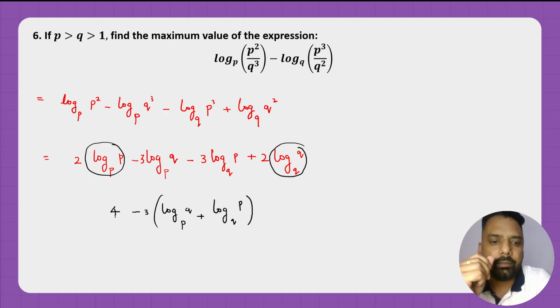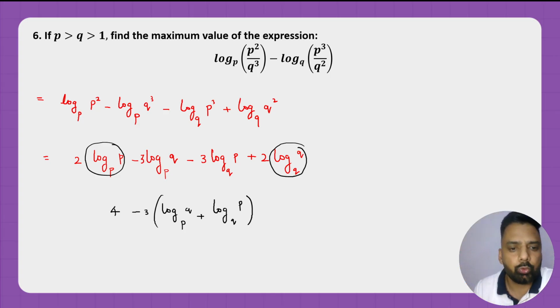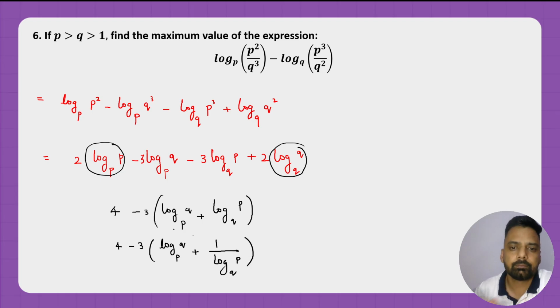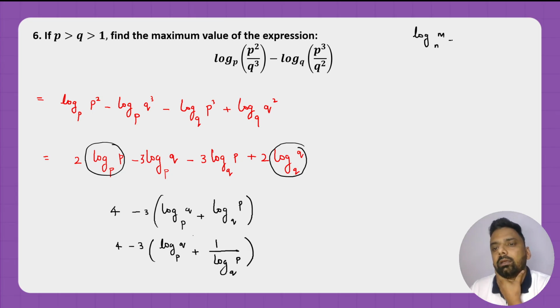ओके, अब see इसके आगे हम इसको देखो कैसे proceed करते हैं. We have 4 minus 3 times log of q on base p plus log p on base q. So if I write it like this, 4 minus 3 log q base p, and यहाँ पे अगर मुझे base और number को interchange करना है तो I have to write it like this: log p on base q. ठीक है, we can do 4 minus 3 because the property we have कि log mn को we can write as 1 upon log nm.